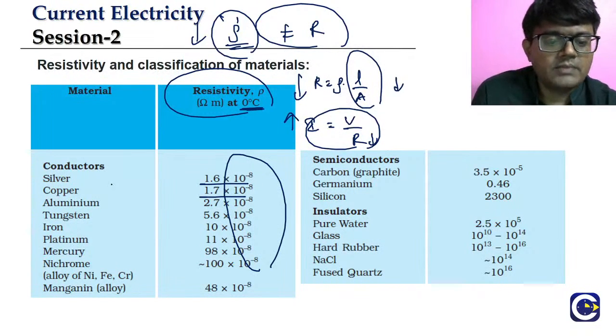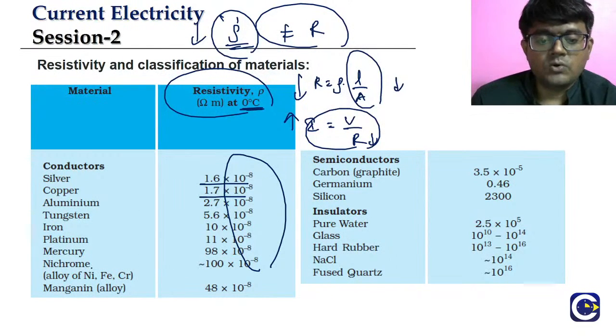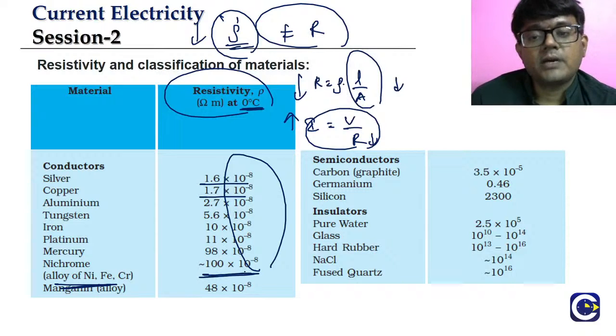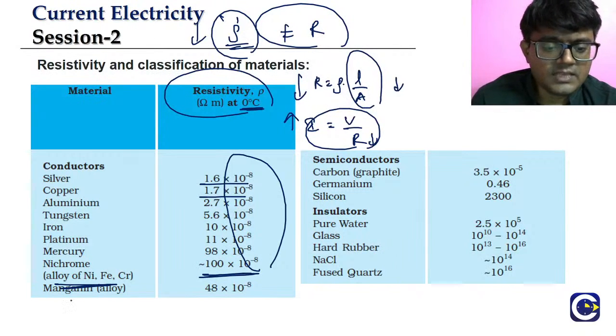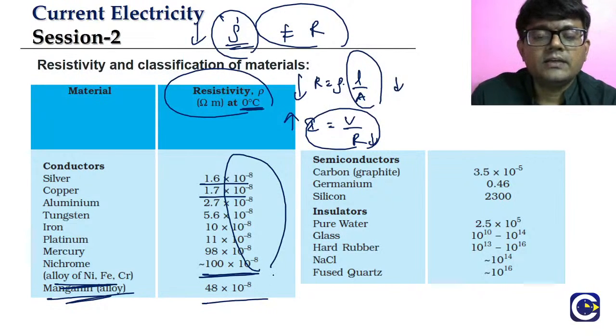Even mercury is also a good conductor. Nichrome is an alloy of nickel, iron and chromium. Its resistivity is what? 100 into 10 power minus 8. And other alloys also will be in that smaller resistivity range.